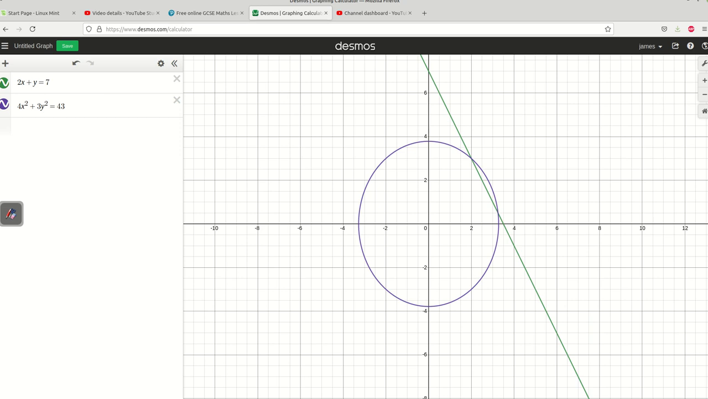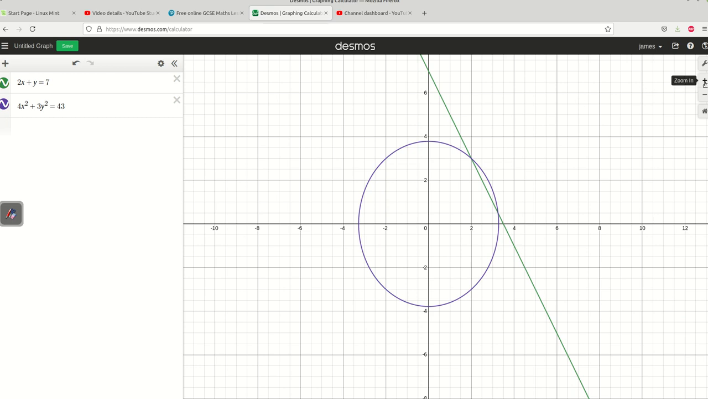Using Desmos, you can see what the curves look like. The top one, 2x plus y is 7, is the straight line, and the other one in blue is 4x squared plus 3y squared is 43. You'll see that the straight line intersects with the curve at 2 points, and we got the 2 points to be 2, 3 and 13 over 4, 1/2.